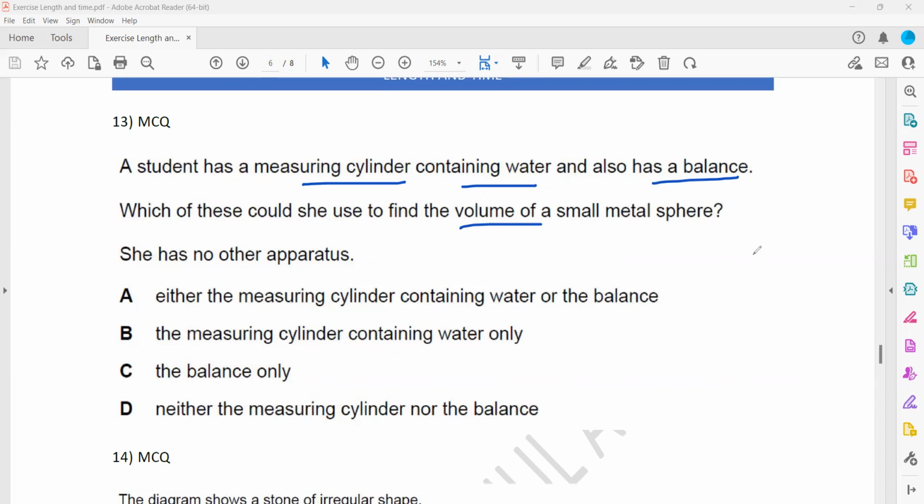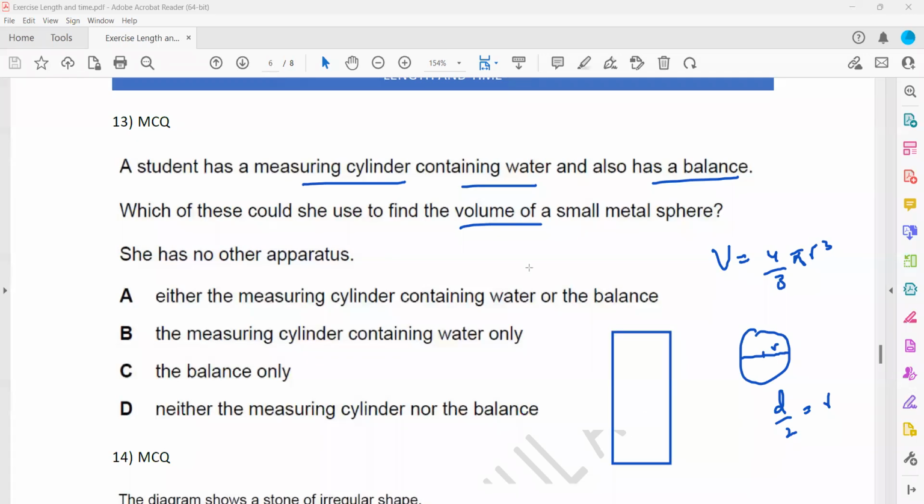What is the volume of the sphere? It is 4 by 3 pi r cubed. That is the volume of the sphere. So if we have a sphere, we find the diameter, and the diameter divided by 2 gives the radius, and then we substitute here to get the volume. That is one method. The other method is also known as the displacement method.